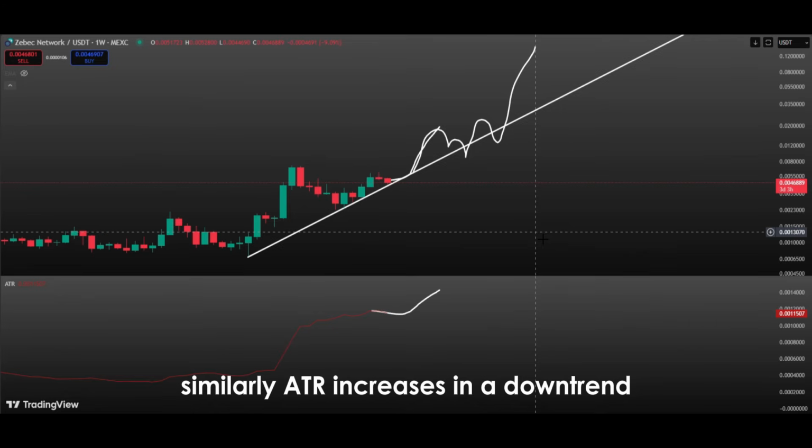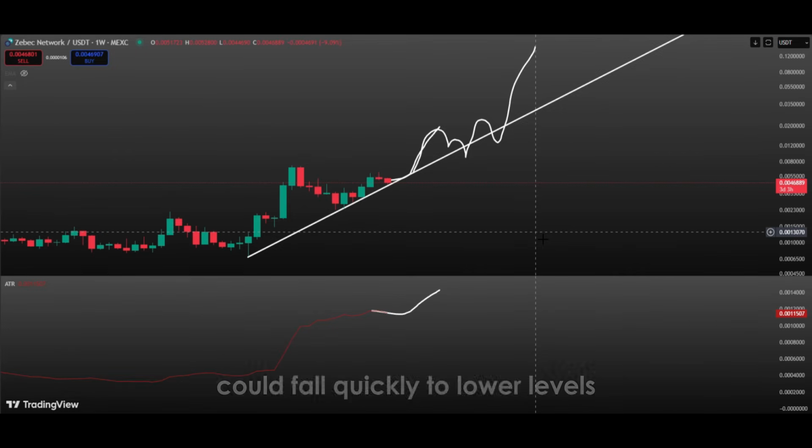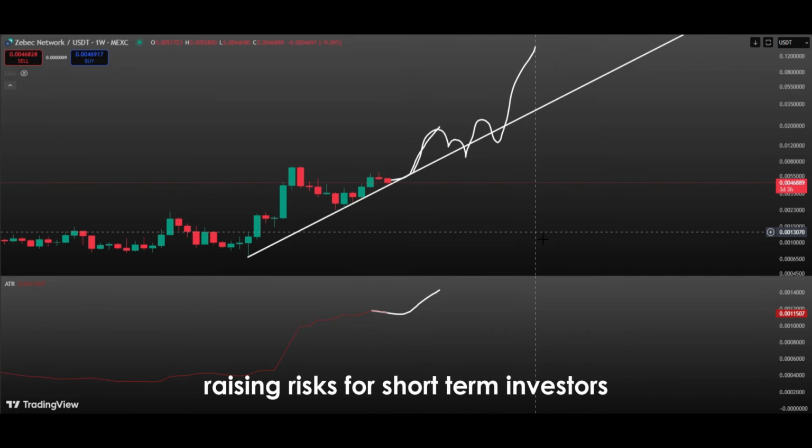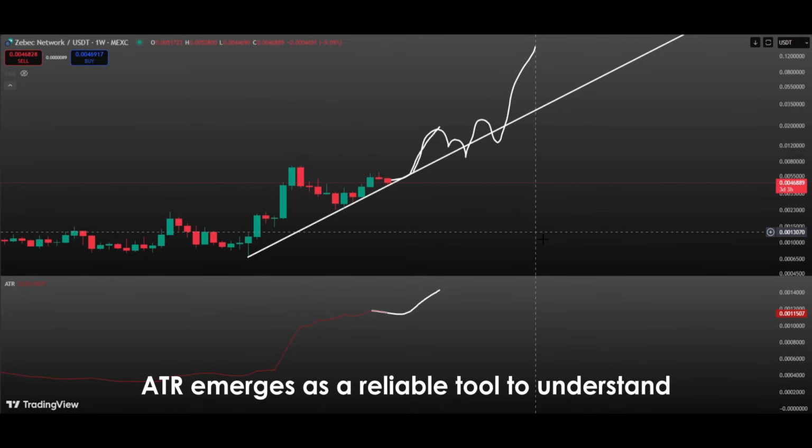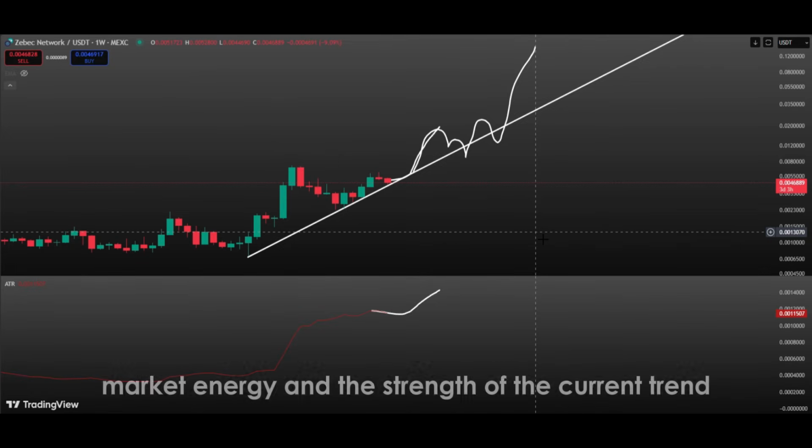Similarly, ATR increases in a downtrend indicate that the price could fall quickly to lower levels, raising risks for short-term investors. When used to measure daily, weekly, or hourly fluctuations, ATR emerges as a reliable tool to understand market energy and the strength of the current trend.